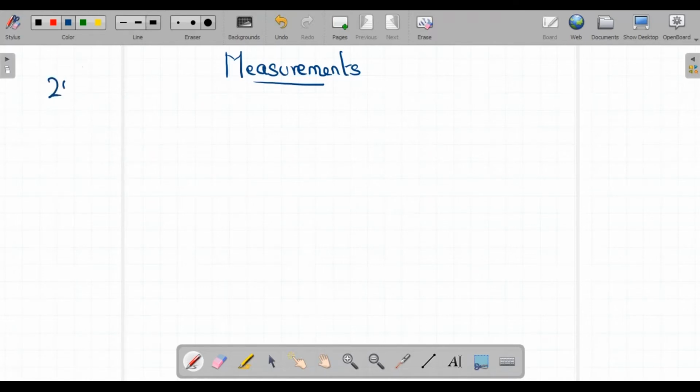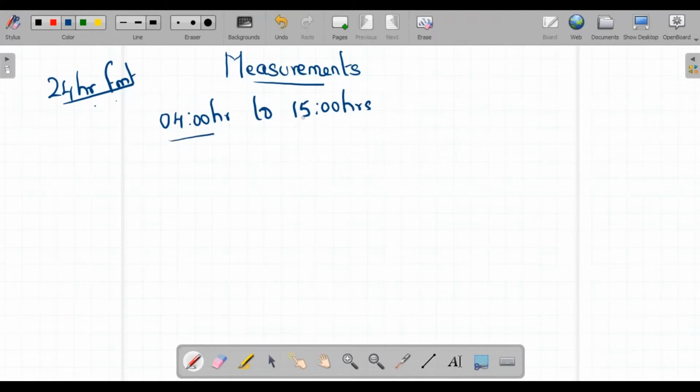If we take the 24-hour format first, let's mark that. So this is the 24-hour format. I want to find out how many hours have passed between 0400 hours and 1500 hours. So I want to find the duration between this time and this time. Since it is in 24-hour format, I can directly subtract. So essentially, it is 1500 minus 0400. So this is direct subtraction.